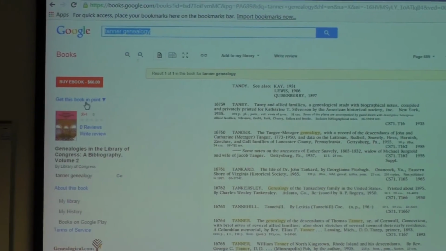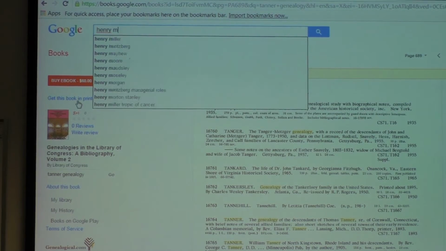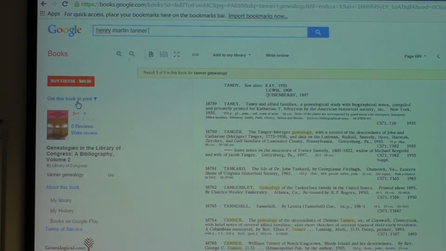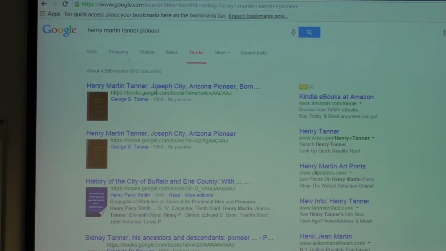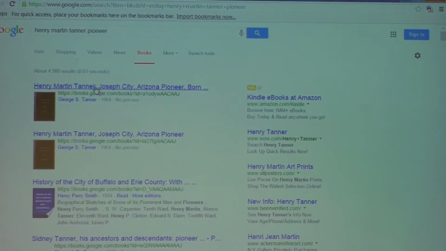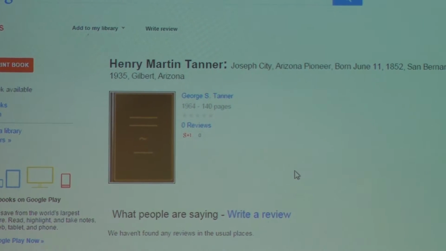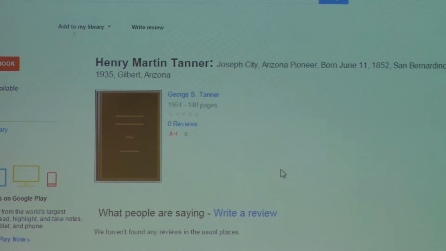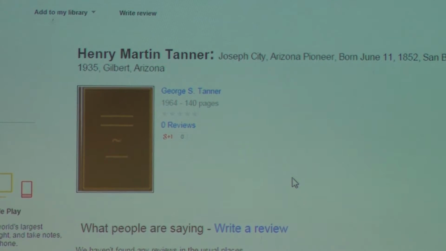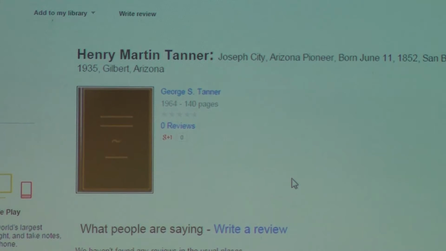Let's say I wanted to find a particular book. So I come in here and I look for my great-grandfather. And I find that there's a book called Henry Martin Tanner, Joseph City, Arizona Pioneer. And I go, well, I would really like to see this book. Now that I know there's a book out there written about my great-grandfather, perhaps I'd like to read it and find out something about him. So I look over here and it says eBooks and Amazon, and it says no eBook available. Well, what does that mean? I don't know, but let's come back to that.